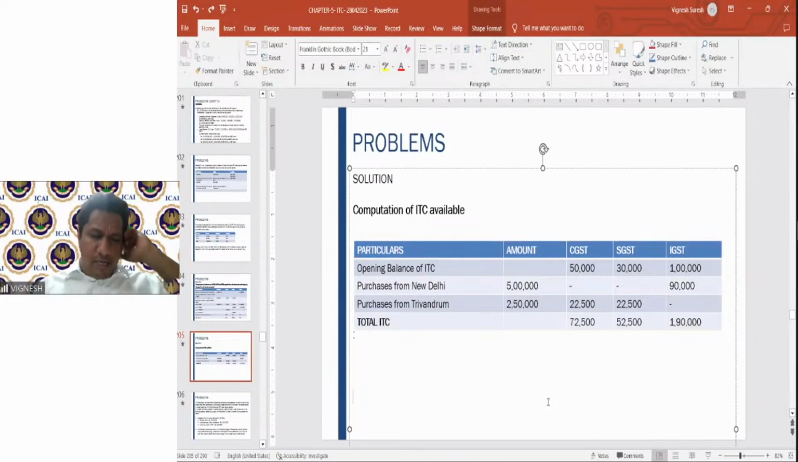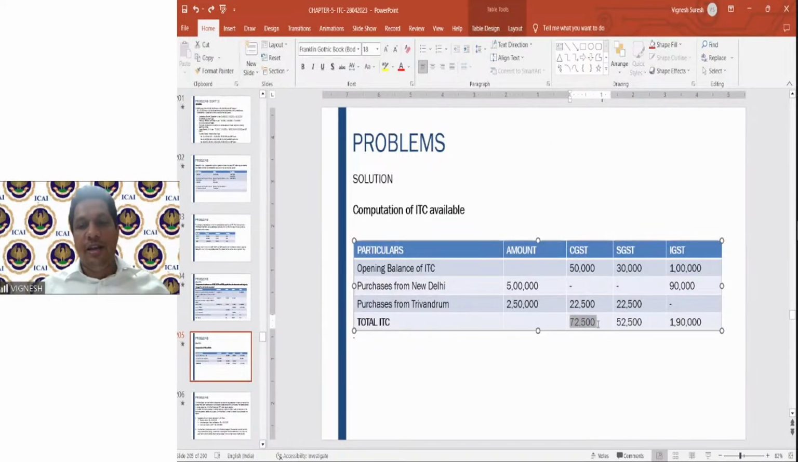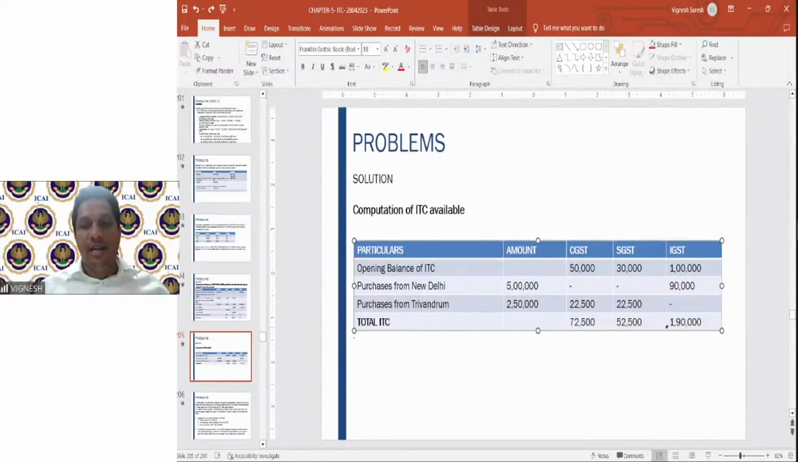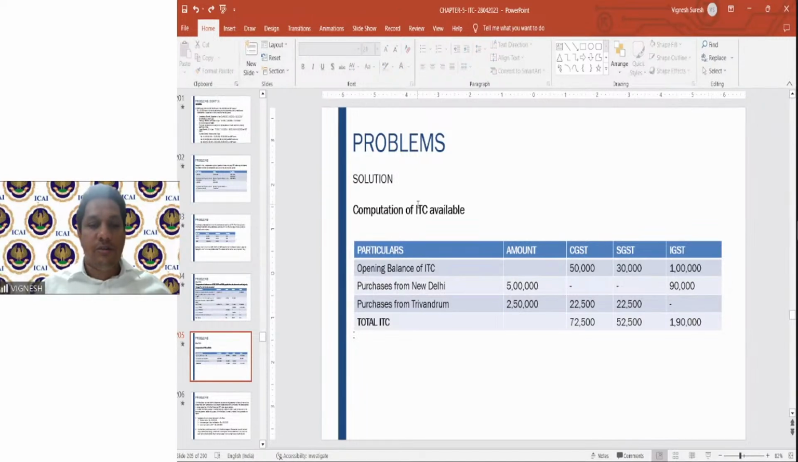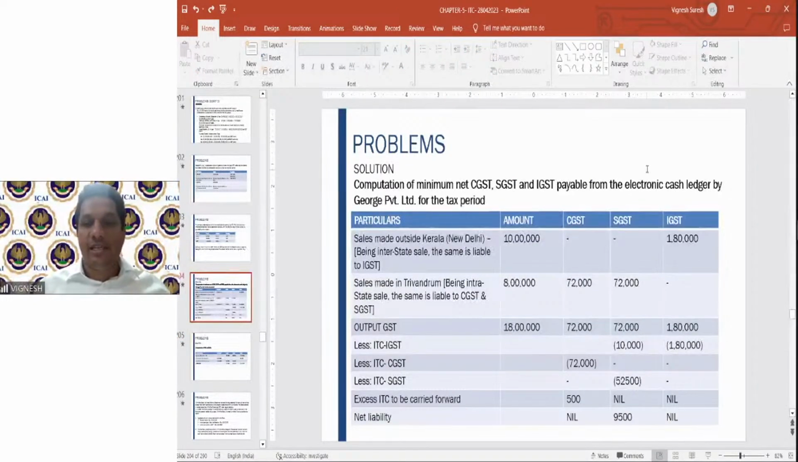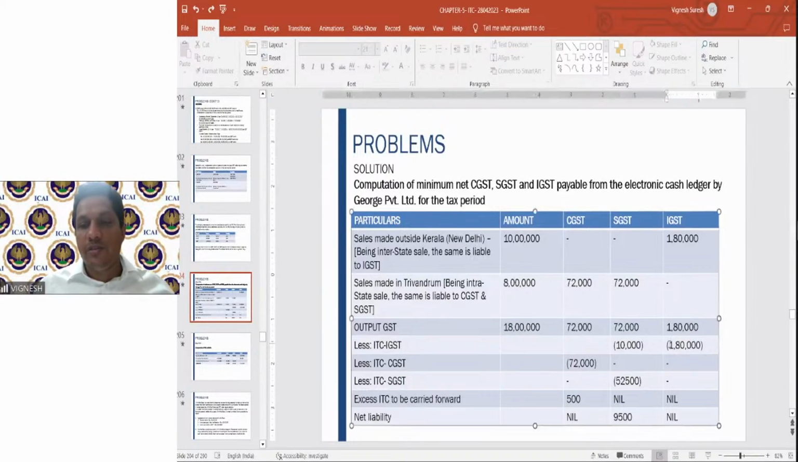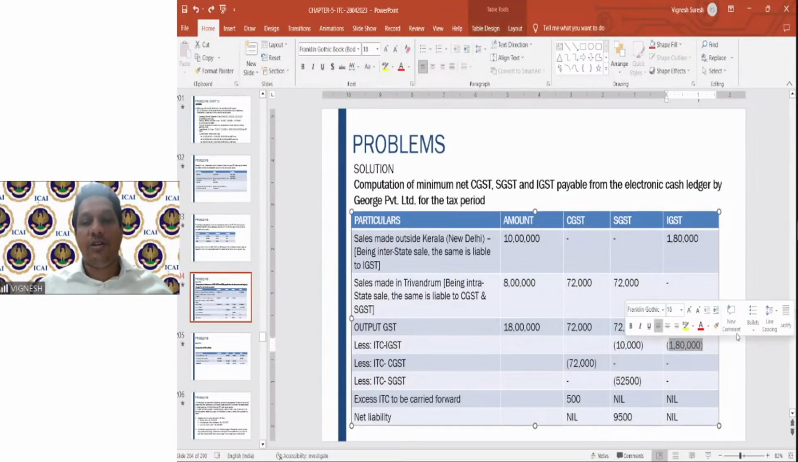After you calculate the outward tax liability, the second step in any problem is to calculate the ITC which is available, including the opening balance, headwise. So CGST balance is 72,500, SGST is 52,500, 1,90,000 is IGST. The thumb rule: always first exhaust the IGST balance. So 1,90,000 you will first exhaust against 1,80,000. Out of 1,90,000, you will reduce this 1,80,000. Another 10,000 will be left out.